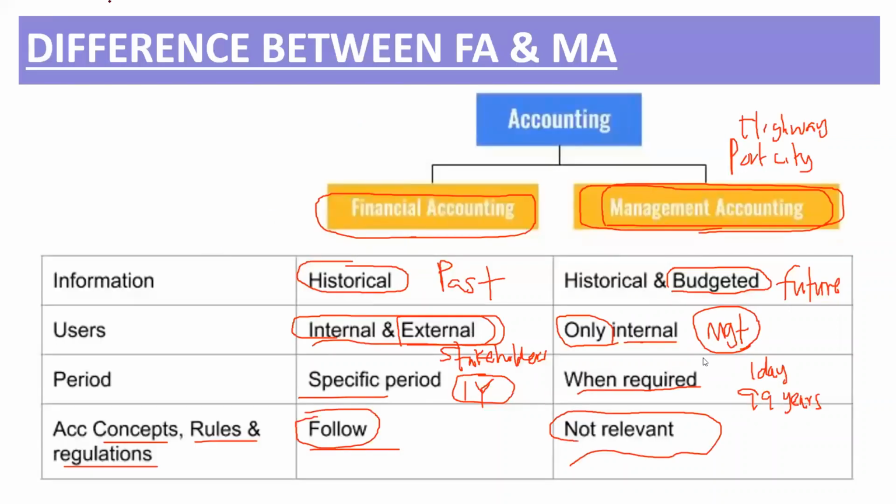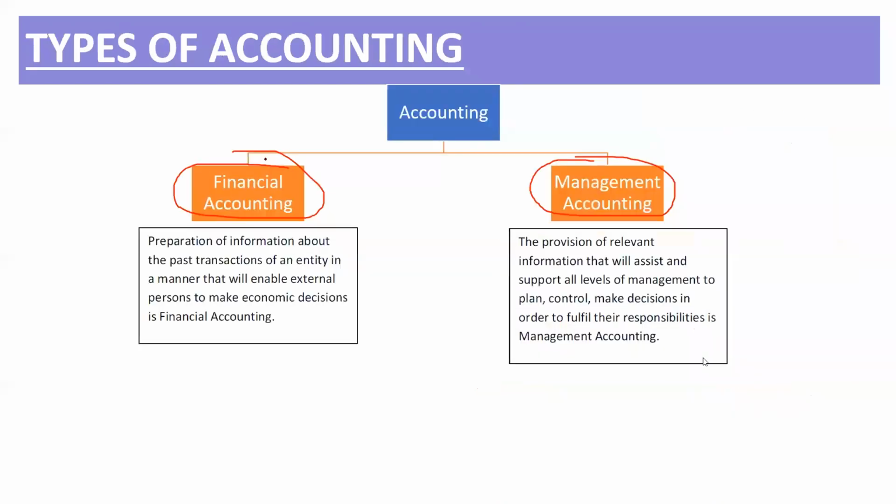Okay, I'll go through again. There is a question to just explain again. Let me explain from this. Financial accounting records the past transactions, preparation of information about the past transactions of an entity in a manner that will enable external persons to make economic decisions. So here, especially using the past transactions, we provide income statement and statement of financial position. That's the main objective of financial accounting.